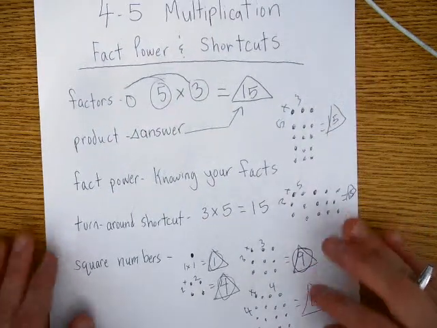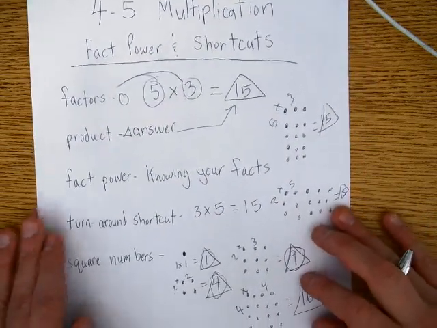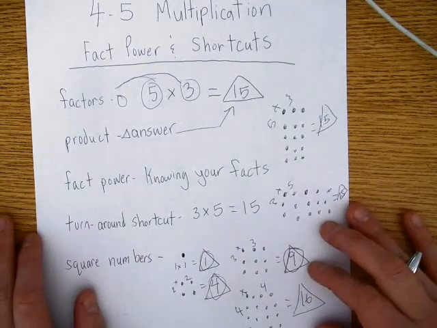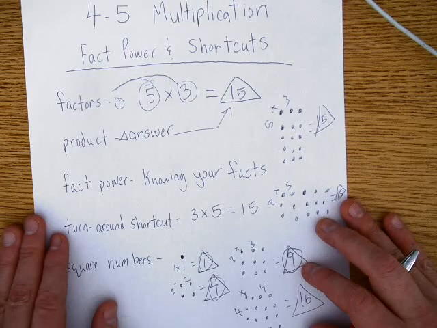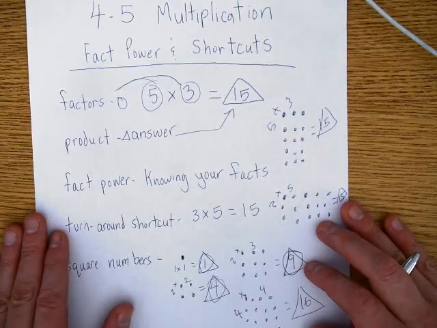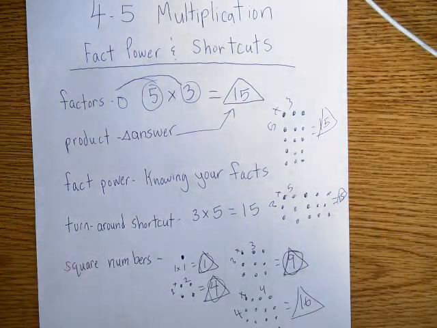So anything you can do to help them practice their facts, just help them get the fluency and keep practicing. And we're going to be doing the same at school. So this is lesson 4-5, multiplication, fact power, and shortcuts. The parent help video for grade 3 Everyday Math.